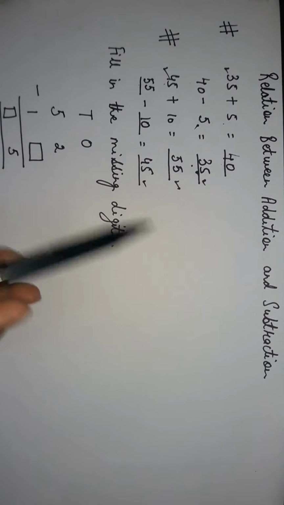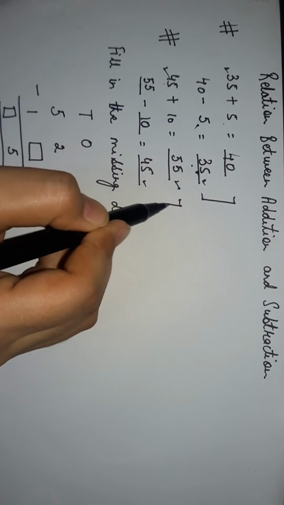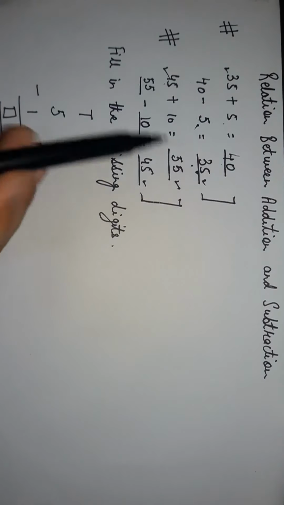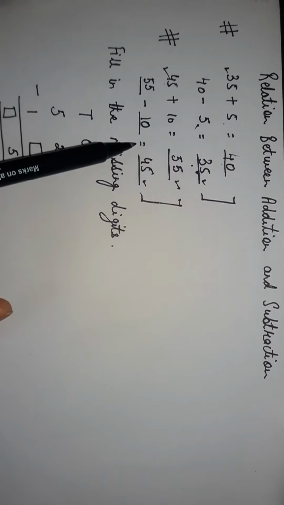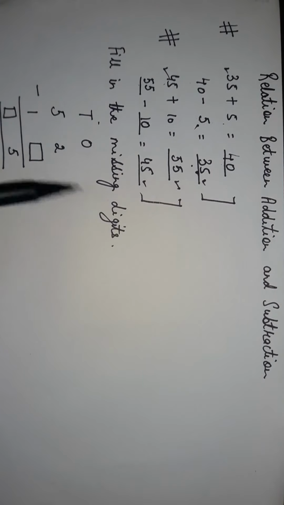So this is the relation between addition and subtraction: you can use the same numbers or the same figures in opposite ways to do addition and subtraction. Next is fill in the missing digits. Here 2-digit numbers are given at tens place and ones place. At the ones place we have 2 and a blank, then 5, and at the tens place we have 5, 1 and a blank, and this is the sum of subtraction.